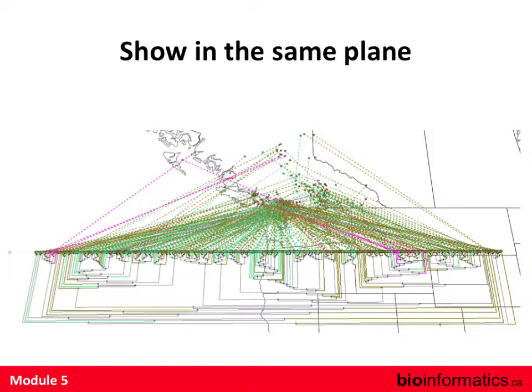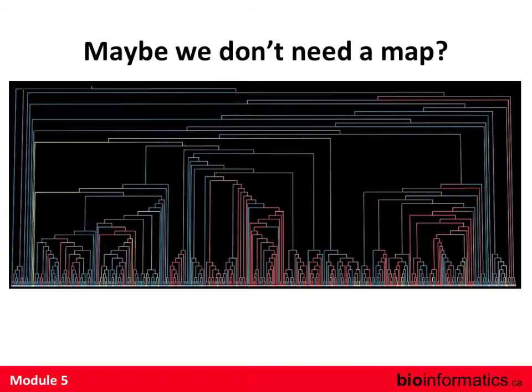Okay, we haven't really improved things very much. Maybe we just want to discard a map. This is getting into that micro-react frame of mind, where we have the map over here and the tree over here. We're not explicitly trying to link the two, because it's hopeless. So, what can we read from this tree?